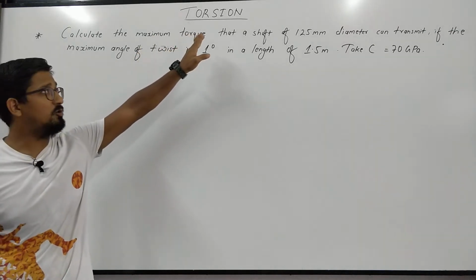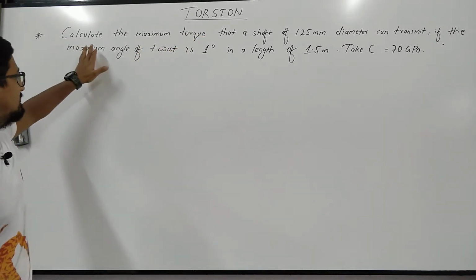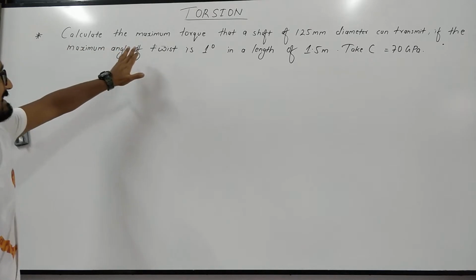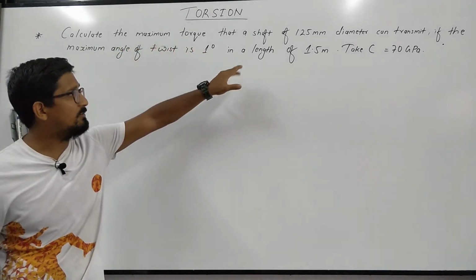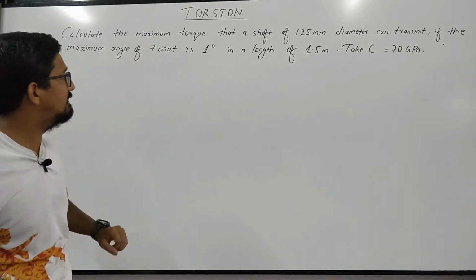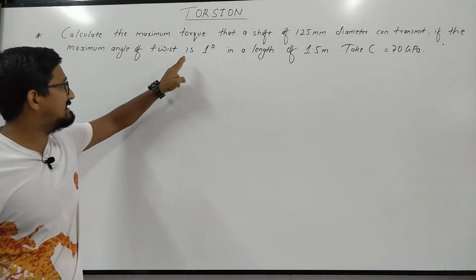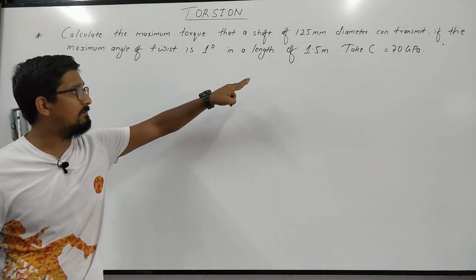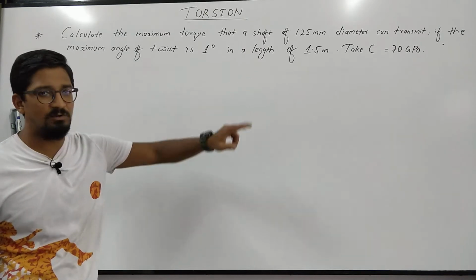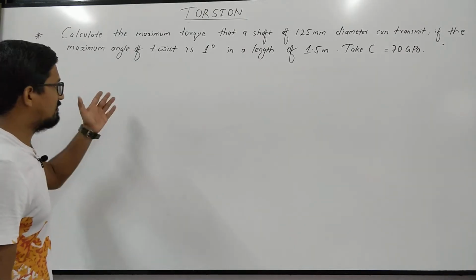So the question goes like this: calculate the maximum torque that a shaft of 125 mm diameter can transmit if the maximum angle of twist is 1 degree in a length of 1.5 meter. Take capital C equal to 70 GPa. So let us solve this problem.